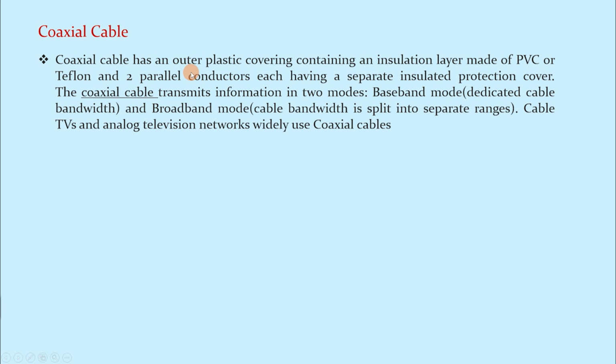Now coaxial cable. Coaxial cable has an outer plastic covering containing an insulation layer made of PVC or Teflon and two parallel conductors, each having a separate insulated protection cover. The coaxial cable transmits information in two modes, that is baseband mode and broadband mode. In baseband mode, there is dedicated cable bandwidth, and in broadband mode, cable bandwidth is split into separate ranges. Cable TV and analog television networks widely use coaxial cables.